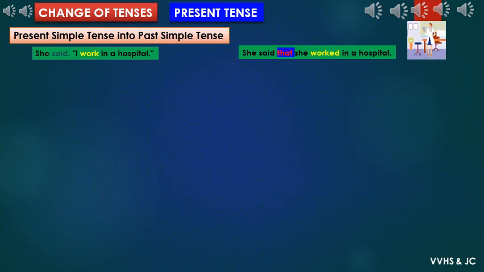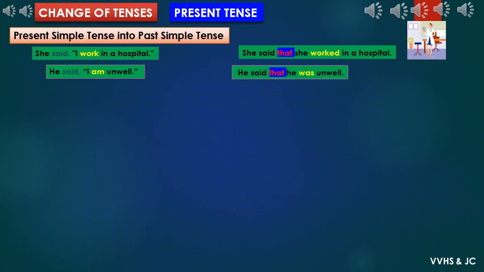Let's look at the second sentence. He said, I am unwell. Here the quote, I am unwell, is in simple present tense. So what will be the indirect speech? He said that he was unwell.